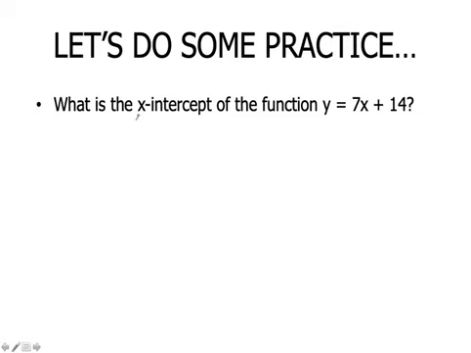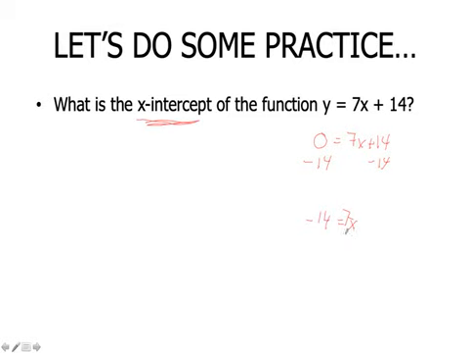Okay, we're looking for the x-intercept. That means the point where y is 0. So how do we find that? Well, we talked about this. We just plug 0 in for y. So I say 0 equals 7x plus 14, and then I'm going to subtract 14 from both sides. There we go. And that gives me negative 14 equals 7x.